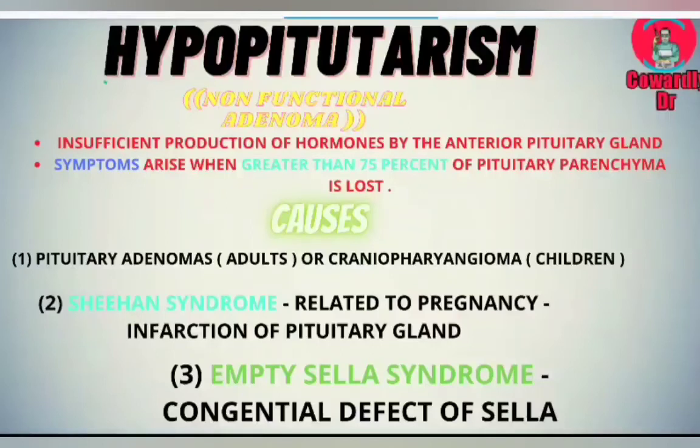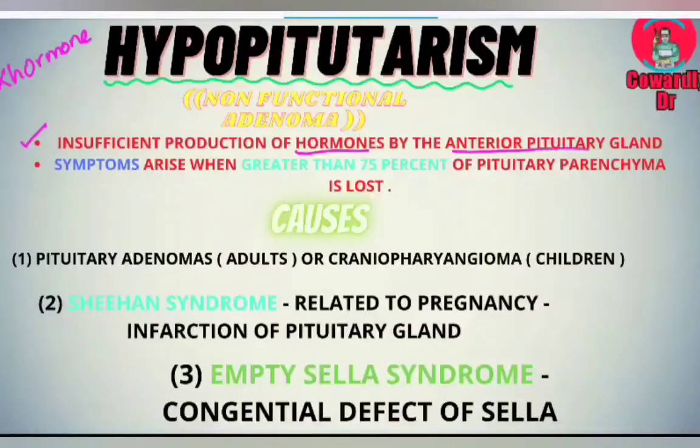Now we will discuss the hypopituitarism. It is a non-functional adenoma because no hormone is produced. Point 1, there will be insufficient production of the hormones by the anterior pituitary gland. Number 2, the symptoms arise when greater than 75% of the pituitary parenchyma is lost.